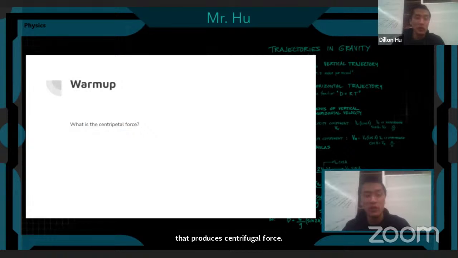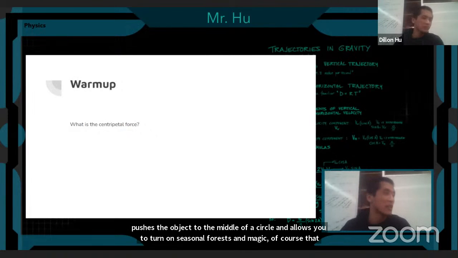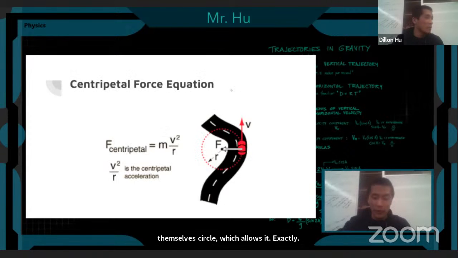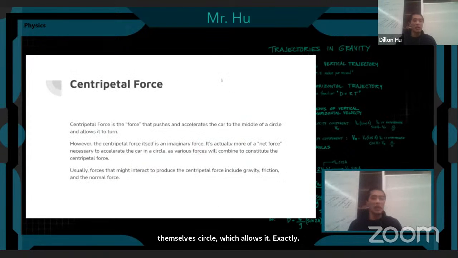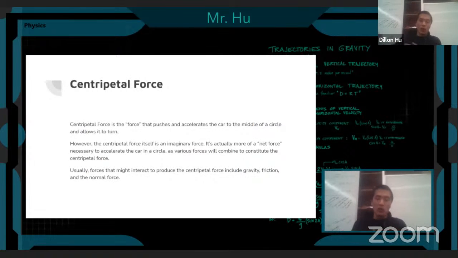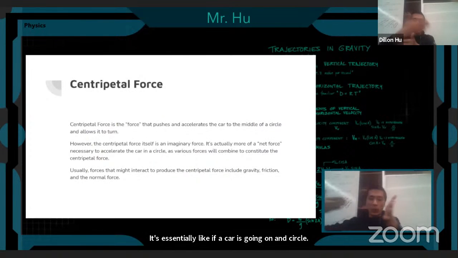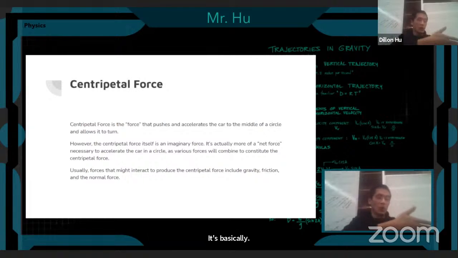It's an imaginary force that pushes the object to the middle of a circle and allows it to turn. The centripetal force is an imaginary force that pushes and accelerates the car to the middle of a circle, which allows it to turn. Exactly. So I think we pretty much summed it up. It's an imaginary force. It's basically the net force that's acting on a car. If a car is going around a circle, it's basically a force pushing the car perpendicular, so that it's being pushed into the middle of the circle.